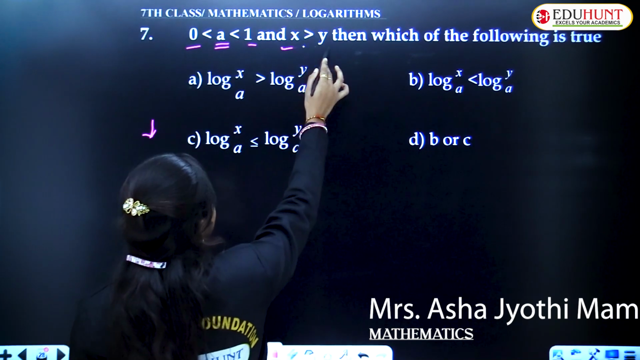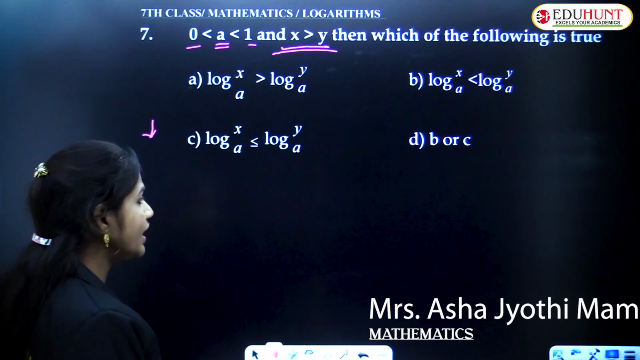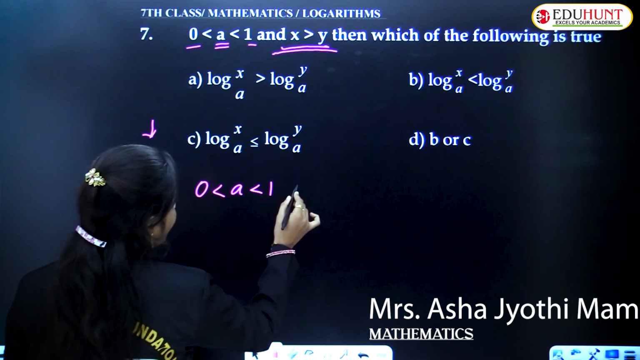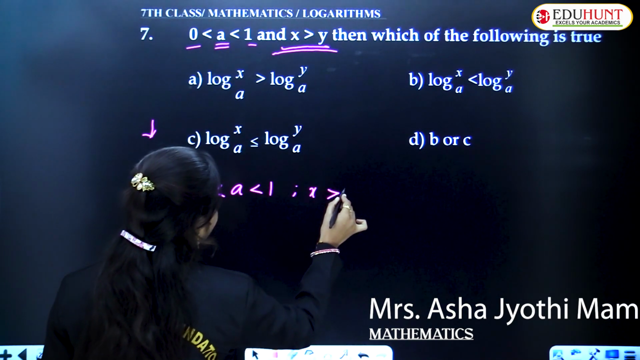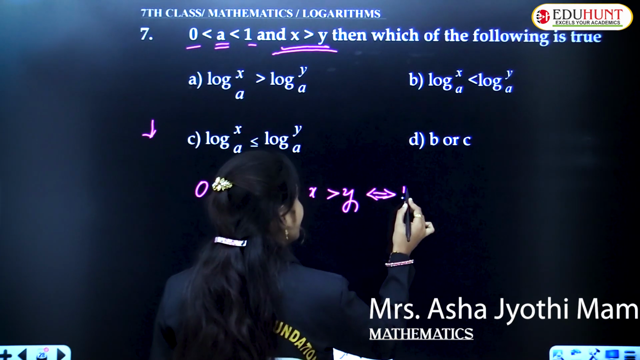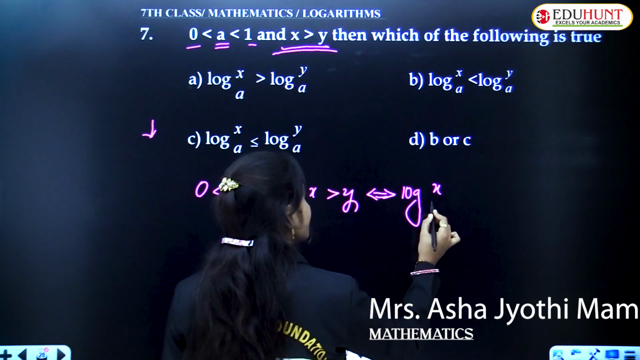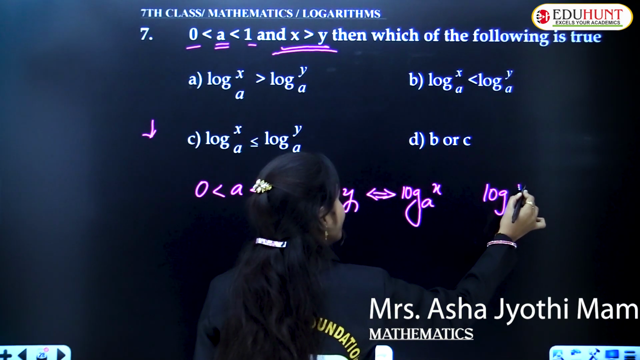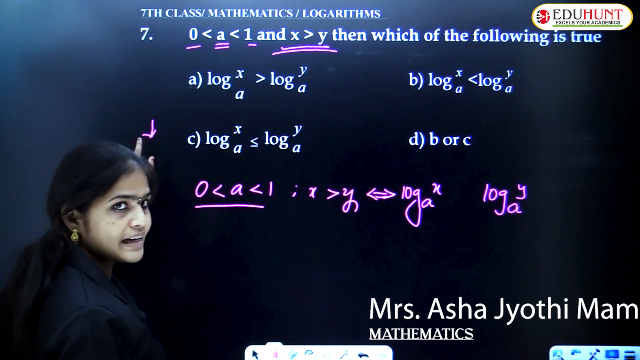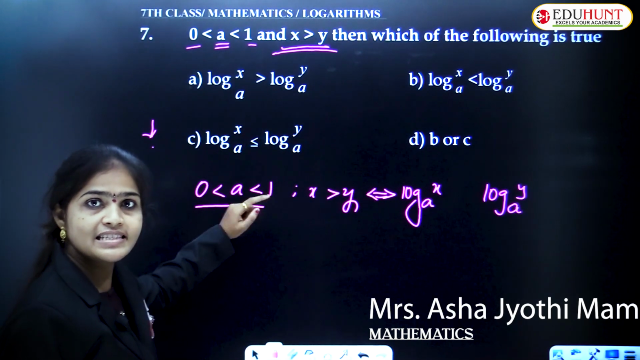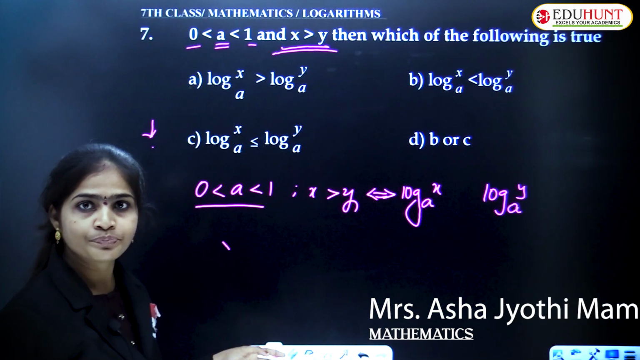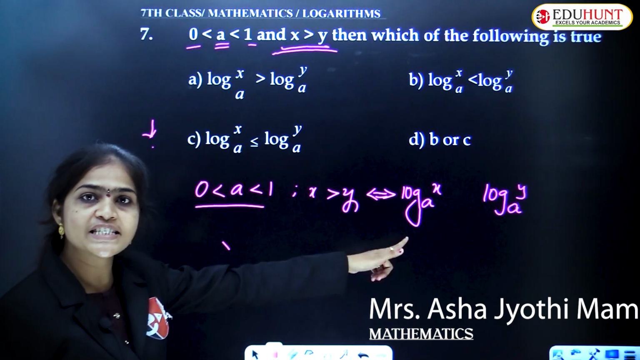Here x is greater than y, and 0 is less than a less than 1. Then what is the condition? While you are applying the logarithmic functions, log x to the base a and log y to the base a, is this an increasing or decreasing function? Decreasing function. While writing decreasing functions, will the sign change or not? Decreasing function means automatically the sign will change.